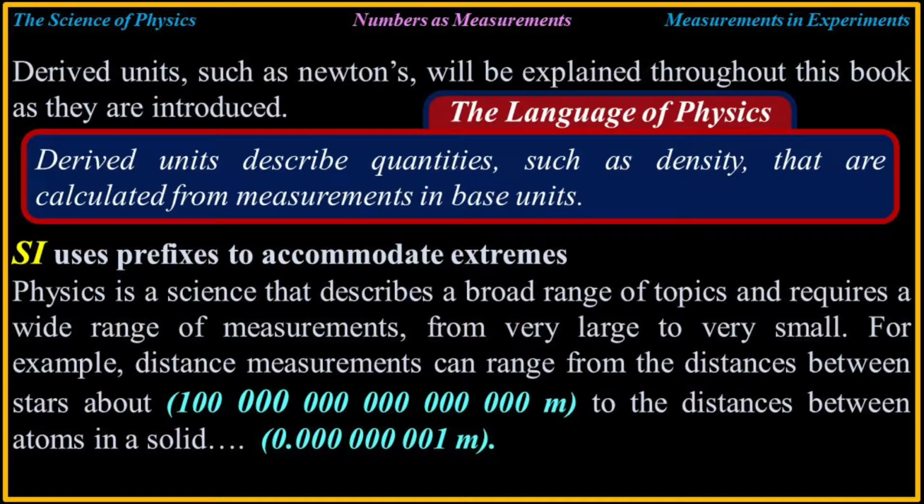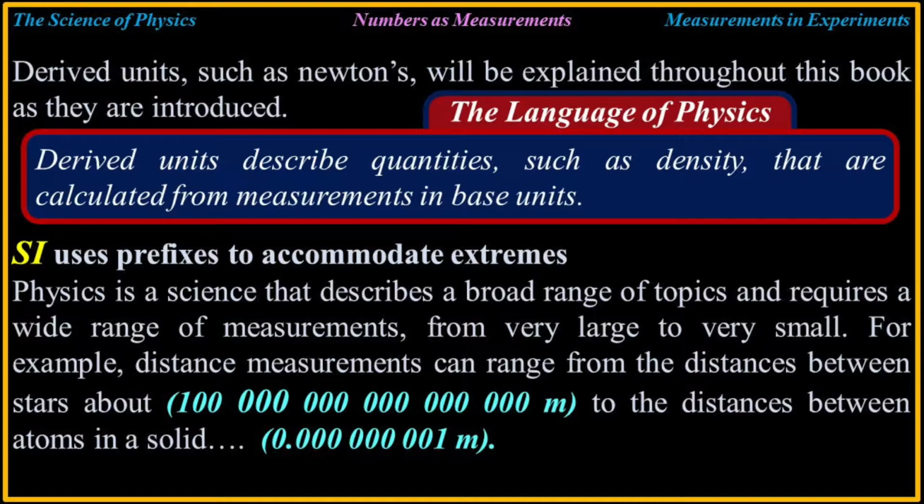Derived units describe quantities such as density that are calculated from measurements in base units, for instance, mass and volume. And volume is derived from length. Cubic meter is the standard for volume. SI uses prefixes to accommodate extremes.